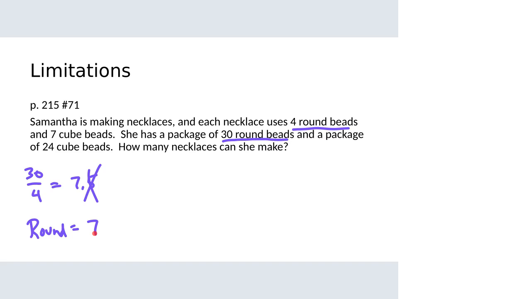Then I have to do the same thing with the cube beads. I have 24 and I need 7 to make a necklace. That's going to be 3 point something. I don't care about the something. With the cube beads, I can make 3 necklaces. Well, it's whichever of these is less. I could make 7 with my rounds, but I don't have enough cubes to do that. So the number of necklaces that she could make is 3 with the materials that she's got.